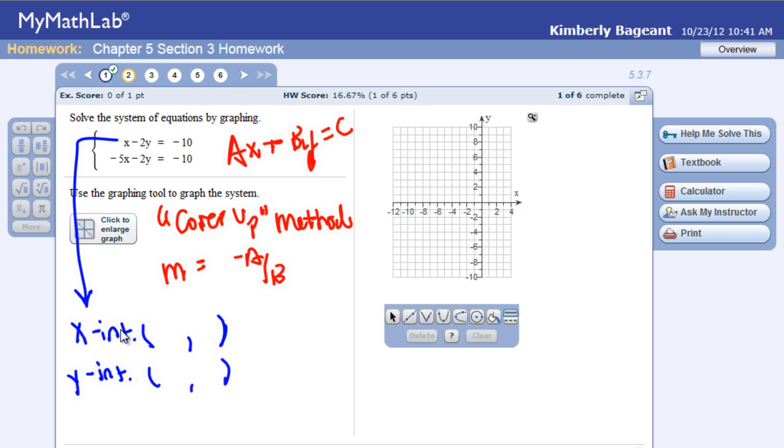If you're looking for your x-intercept, which ordered pair should be 0, x or y? Well, if you're looking for your x-intercept, we're solving for x, so 0 should be y. So we go up here to our equation and cover up the y term and solve for x. X equals -10.